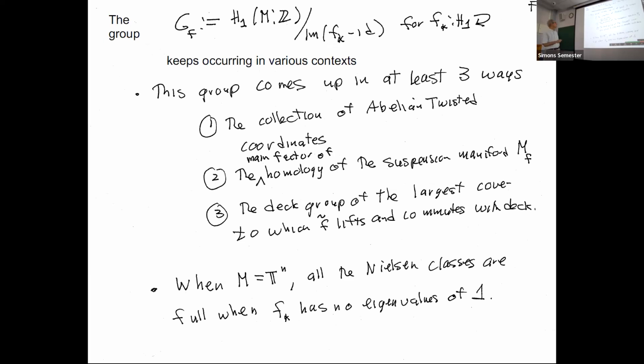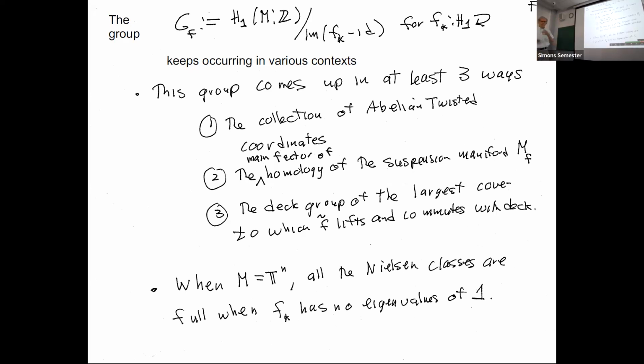All right, so this is just a curiosity. When you're preparing talks like this, you come up with various curiosities. I just thought I would raise it. You may remember seeing this group come up all the time, in many places. There's at least 3 ways it comes up. First, it's the collection of abelian twisted coordinates. So these are the coordinates assigned to abelian Nielsen classes. So the collection of all of them is exactly this group.